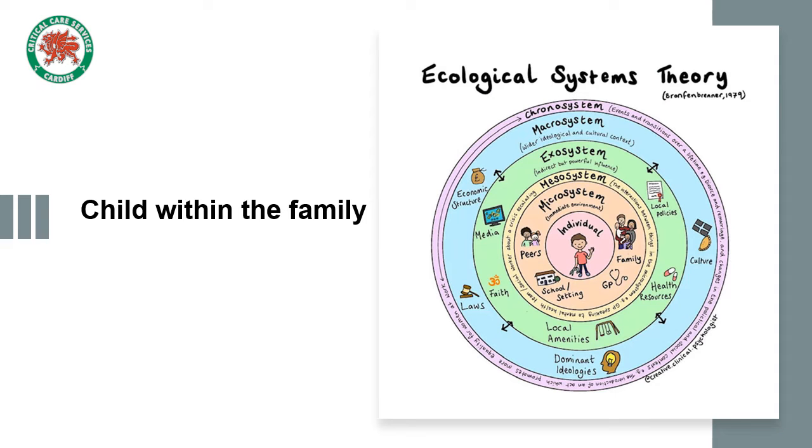Children are part of families and wider communities. Therefore, there are many aspects of a child's environment that have an influence on cognitive, emotional, physical, social development and educational attainment.